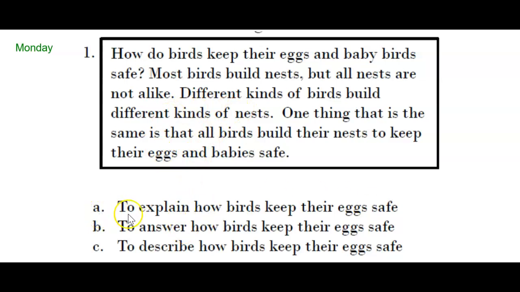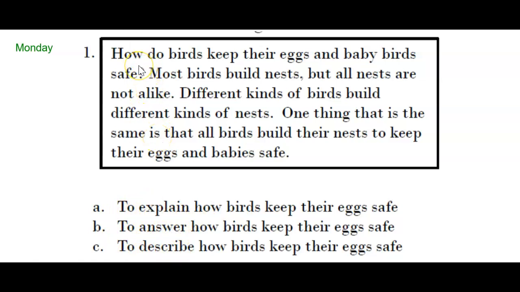Answer choice A says, to explain how birds keep their eggs safe. Answer choice B says, to answer how birds keep their eggs safe. And C says, to describe how birds keep their eggs safe. So boys and girls, we know that this passage is going to be about birds keeping their eggs safe. So is it to explain, to answer, or to describe? Let's read and find out.